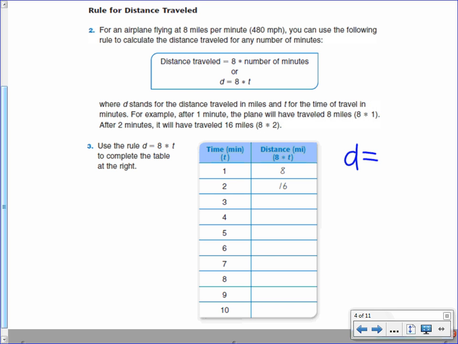We have 8 over here, okay? Remember, I'm using this rule. Do we know the number of minutes? Yes. How many minutes are we doing right now? 3. So our distance is going to be 8 times 3, which is 24. So in 3 minutes, this airplane can travel 24 miles.